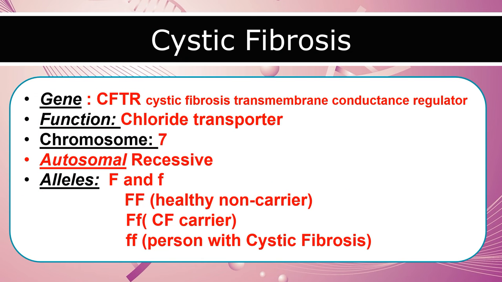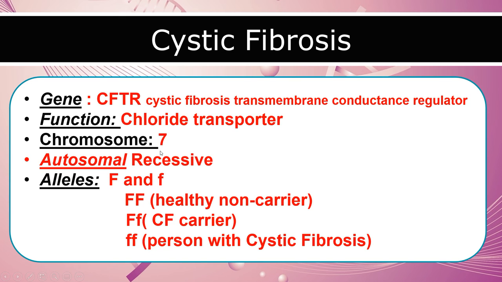So that's one genetic disease. The other one we're going to talk about is cystic fibrosis. So cystic fibrosis occurs because of mutations in the CFTR gene. CFTR is a chloride transporter that we find on chromosome number 7. So again, because it's not an X or a Y chromosome, this means that it is autosomal, and like most mutations, this one is going to be recessive.